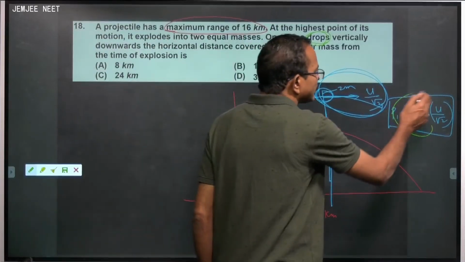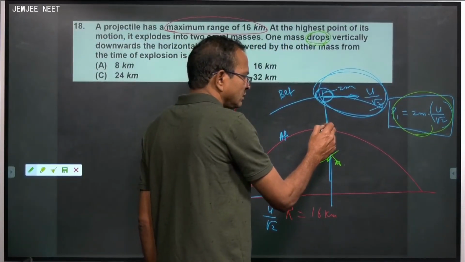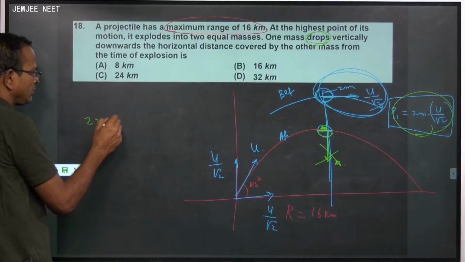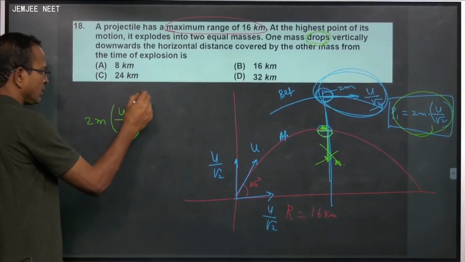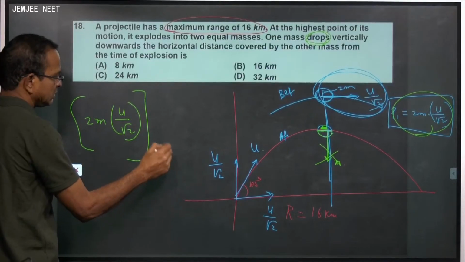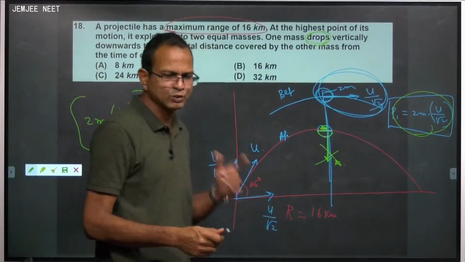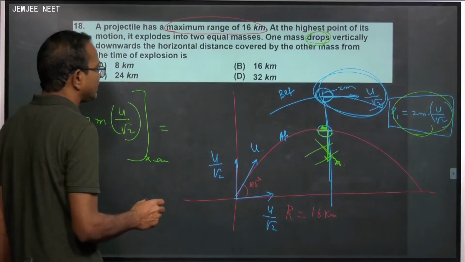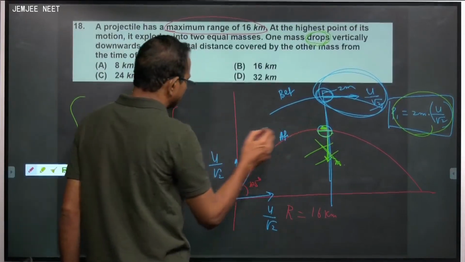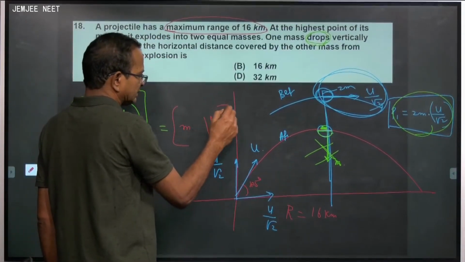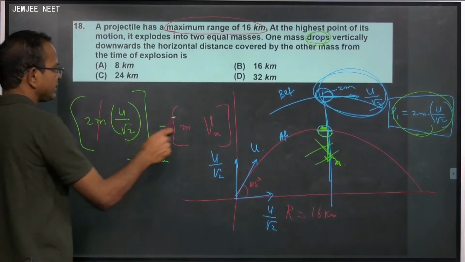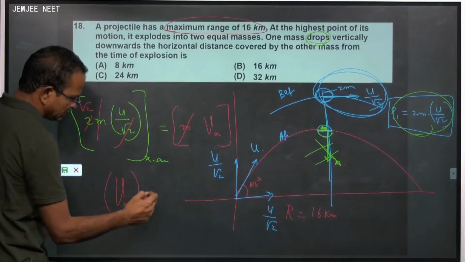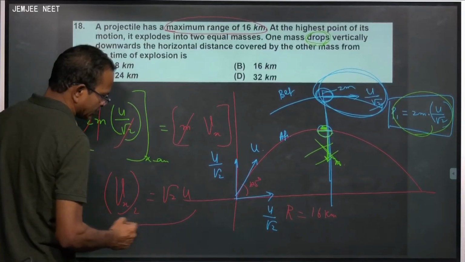So the entire momentum will be carried by only one piece, the second mass. So what's the momentum before? 2m u by root 2 along the x-axis. What's the momentum after explosion? Only one mass contributes, the other is redundant since it carries no momentum. What's the mass of the other piece? m, with velocity along x-axis. How much velocity did the second mass get? Root 2 times u.